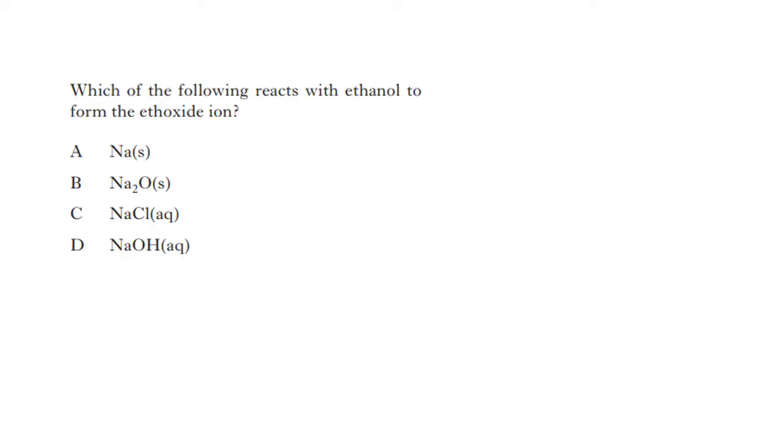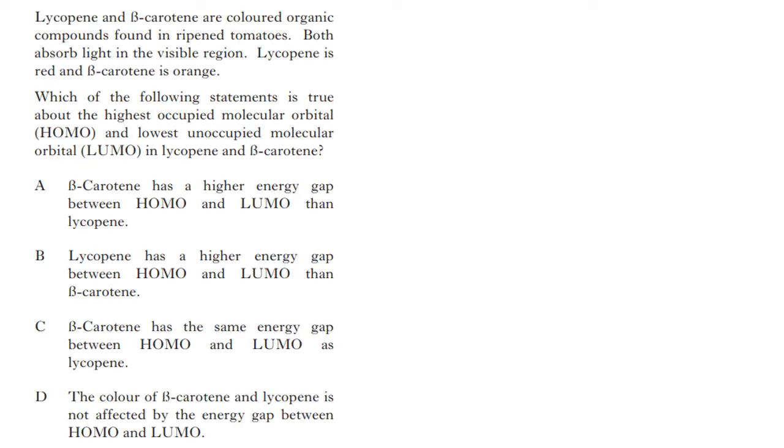So we're now on to the organic section, which is the section in which you can expect the majority of your questions. And there is quite a lot. I've tried to pick as wide a range of questions as I could, but this is not exhaustive. So first question, which one of these will react with ethanol to produce ethoxide? Now, ethoxide is an alkoxide. How we make alkoxides is by reacting alcohols with sodium or potassium. So that's what you need to know. If you want to make an alkoxide, you react an alcohol with sodium or potassium.